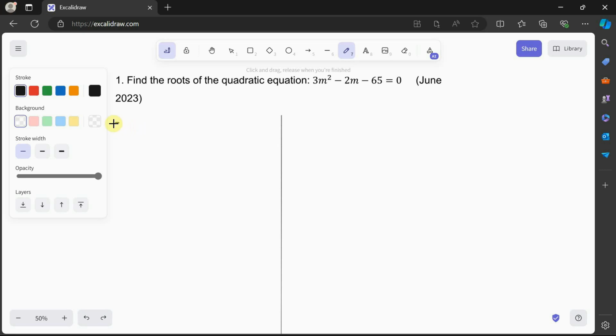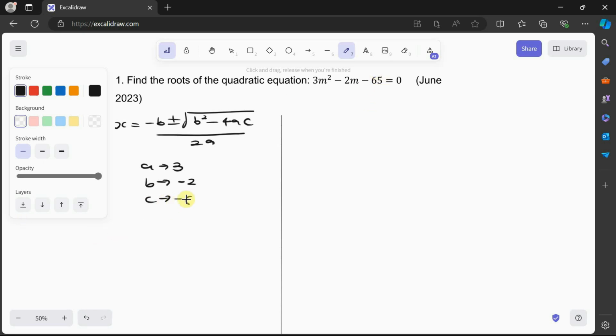The formula method says that x is equal to minus b plus or minus square root of b squared minus 4ac all over 2a. So from this, we know that our a is the coefficient of the m squared, which is 3. Our b is the coefficient of the m, which is minus 2. And then our c is the constant, which is minus 65. So if I substitute, that will be x is equal to minus open brackets minus 2, plus or minus square root of minus 2 all squared minus 4 times 3 times minus 65, all over 2 times 3.